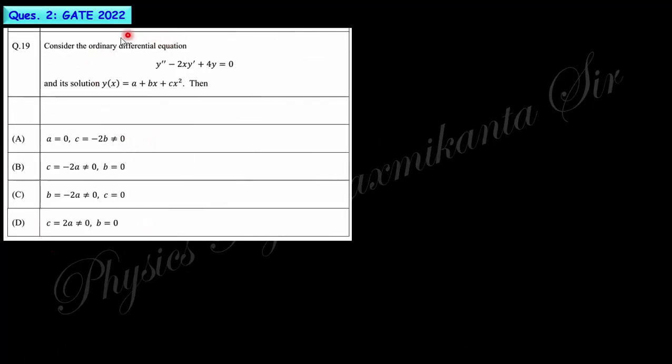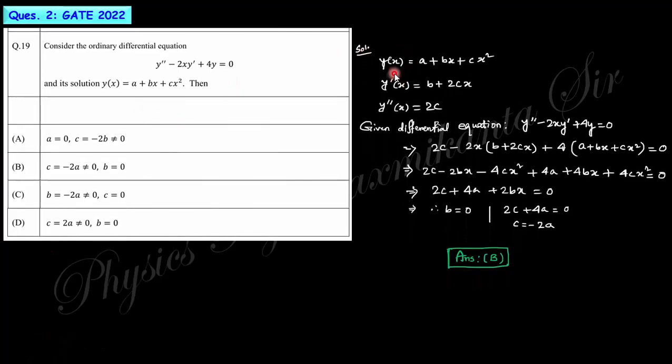Next question says, consider the ordinary differential equation y double prime minus 2x y prime plus 4y equals 0, and its solution is y of x equals a plus bx plus cx square. Then which one is correct? So for y, the first derivative equals b plus 2cx and the second derivative will be 2c. If you put these derivatives in the expression, you will easily find that b equals 0 and 4c plus 4a equals 0, that is c equals minus 2a. So option B is the correct answer of this question.